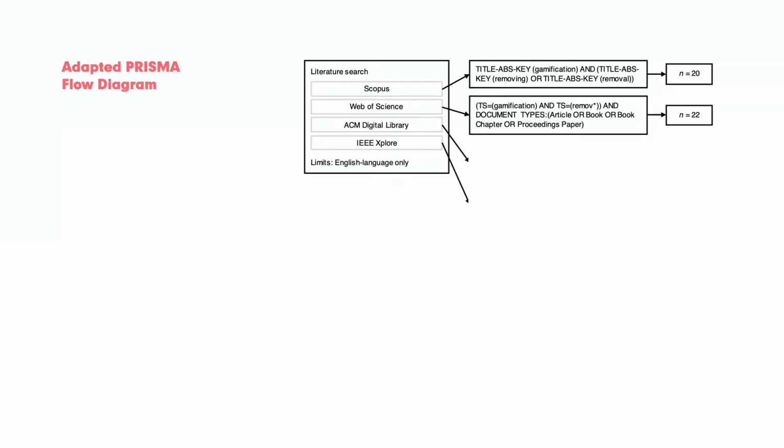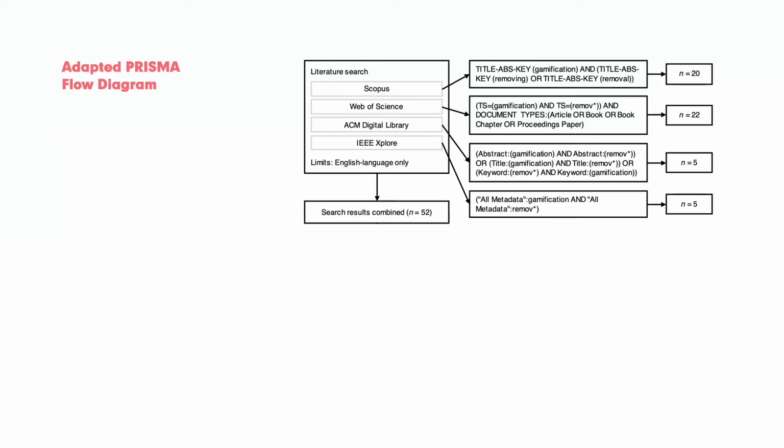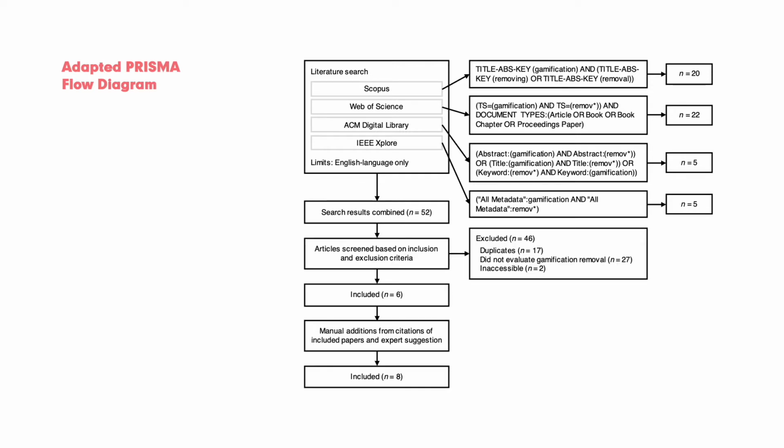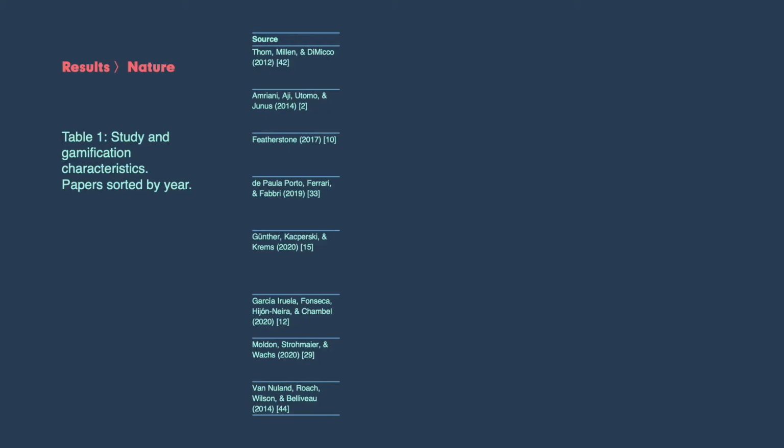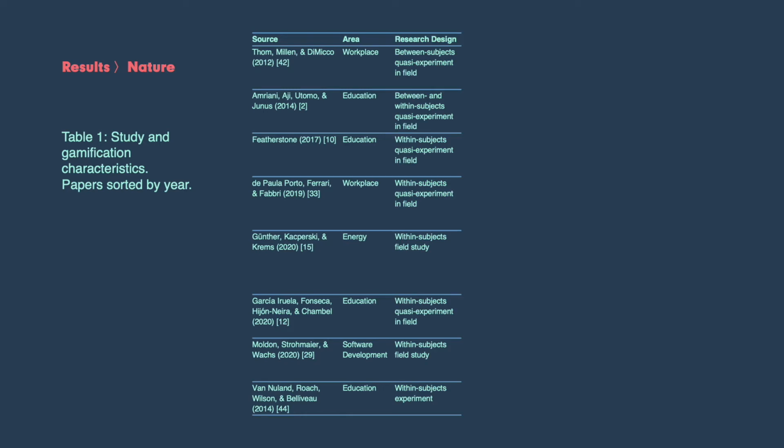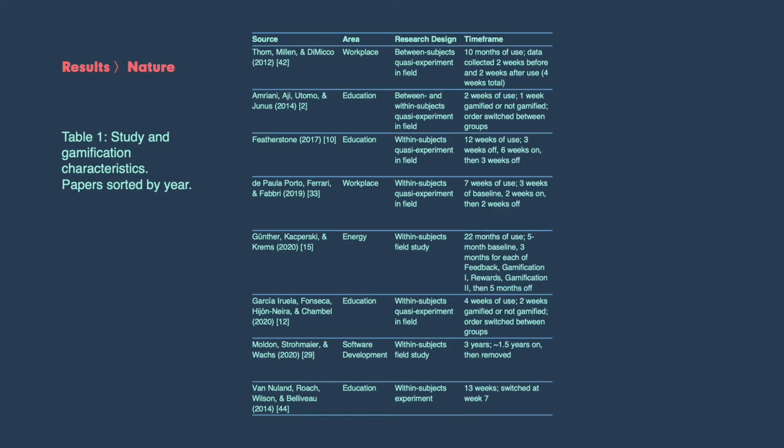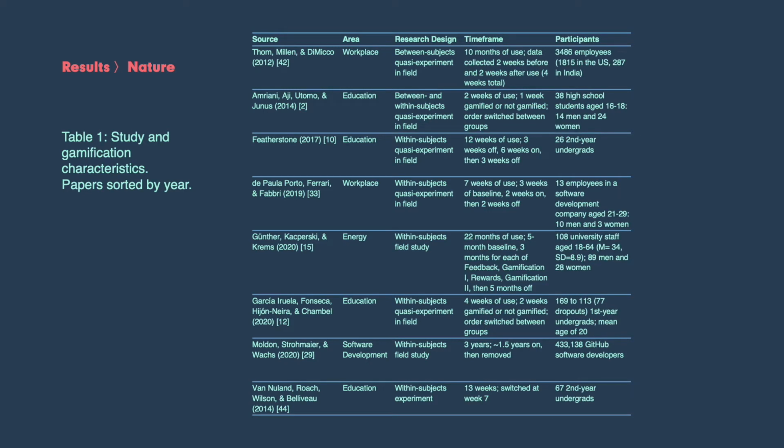From 52 papers, 8 papers, with 8 studies, were selected. The results of 2 papers were not reported due to their preprint status or missing results. Table 1 shows the study and gamification characteristics. All studies were conducted in the field. Half had an educational context. Most relied on quantitative measures.